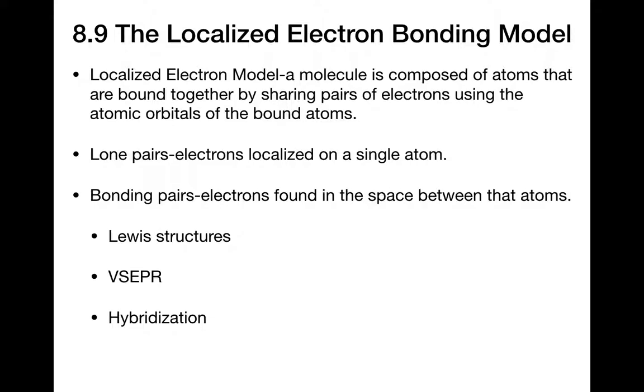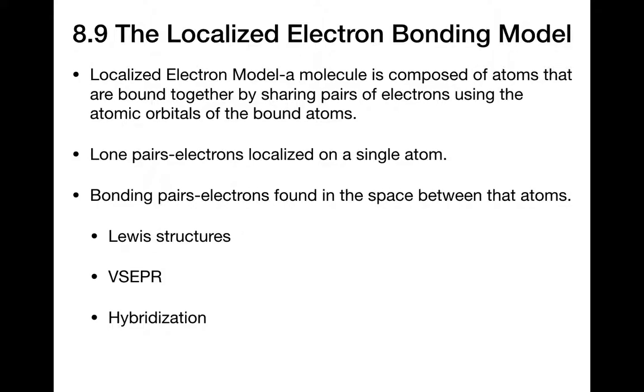In this model, we tend to pair up the electrons and try to locate them geometrically around the atom in a particular geometry or a set of bond angles or positions that will help us understand the shape of the molecule. So some terms here, we have lone pairs, which are electrons that belong to only one atom, so they are localized or positioned on a single atom.